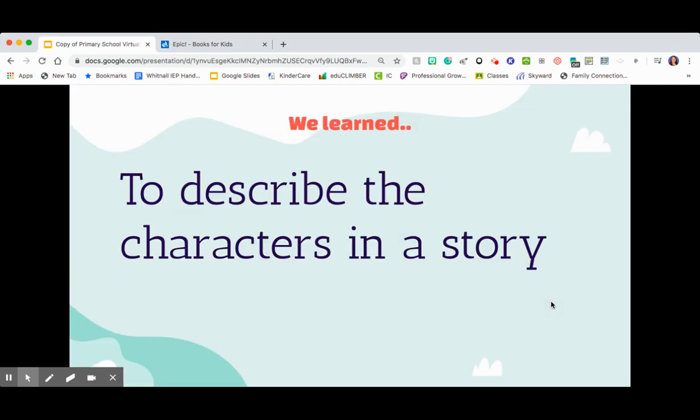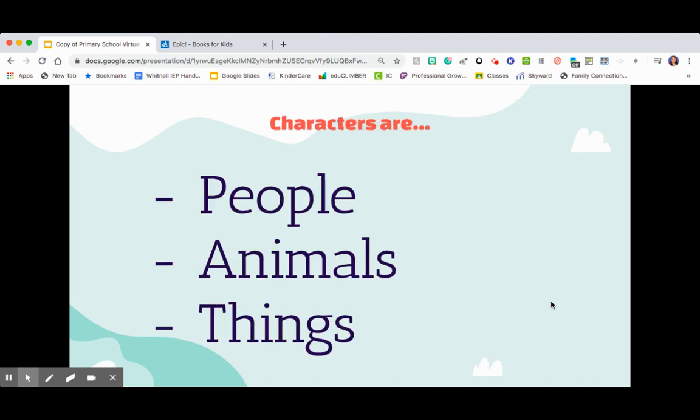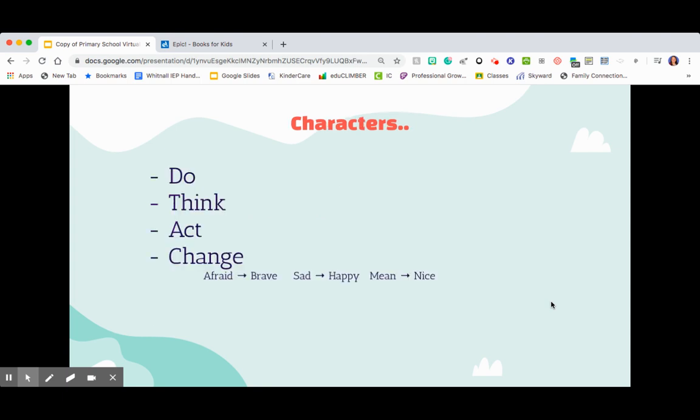We have learned how to describe a character in a story. Characters are, just a reminder, people, animals, and things. Characters do things, they think about things, they act, they change. They can go from afraid to brave throughout a story. They could go from sad to happy, or they could go from mean to nice.